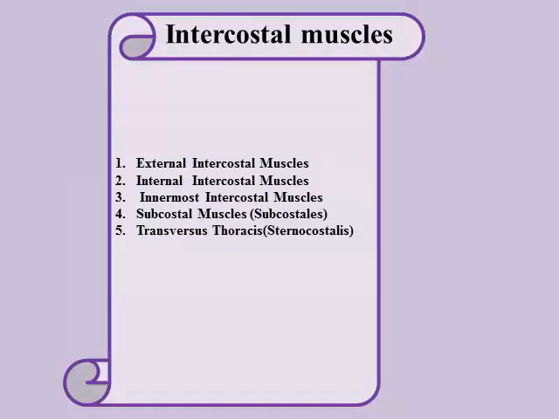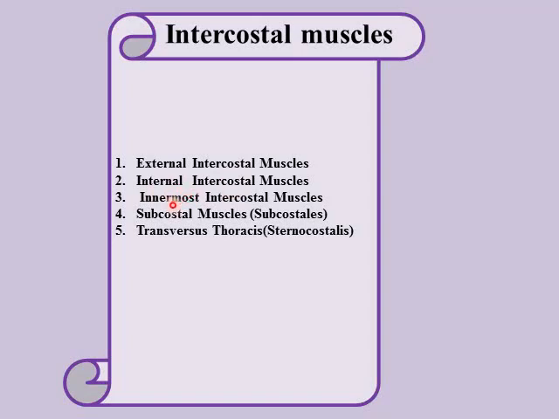Intercostal muscles are divided into 3 layers. The outer layer is called the external intercostal muscle. Do you remember the anterior abdominal wall, which was formed of 3 layers? External oblique, internal oblique, and transversus abdominis. This is the same. The 3 layers of the thorax: the first, outer layer is called external intercostal. The second one is called internal intercostal.